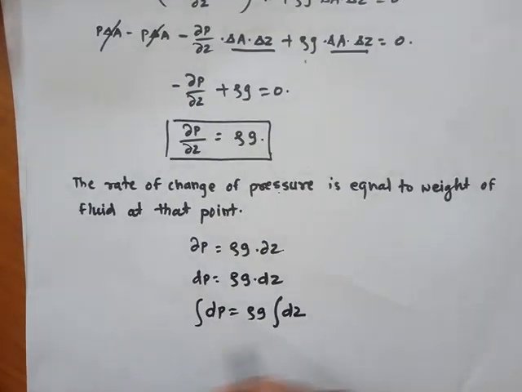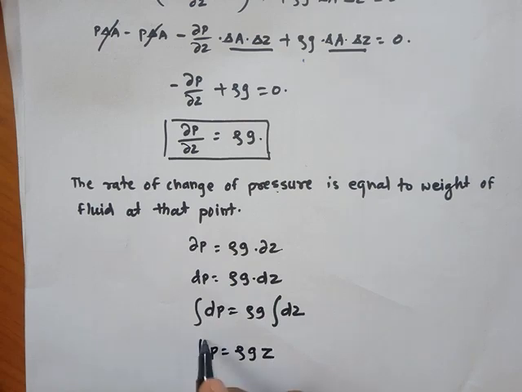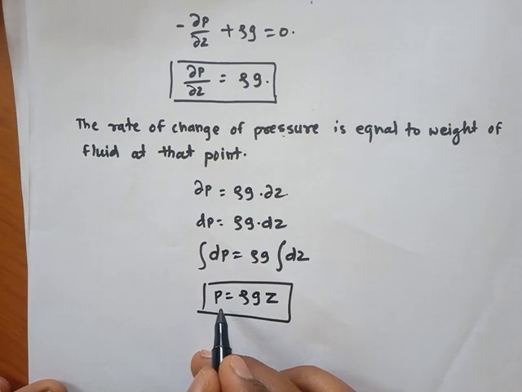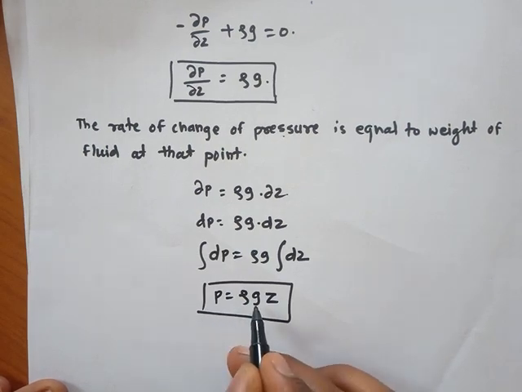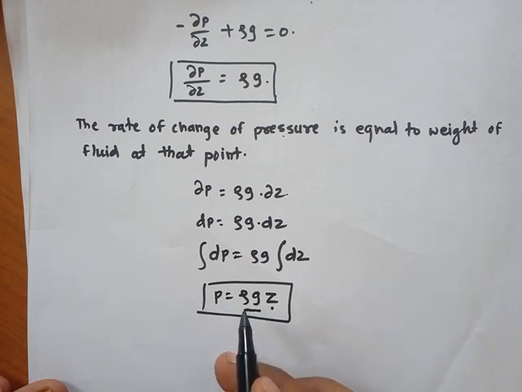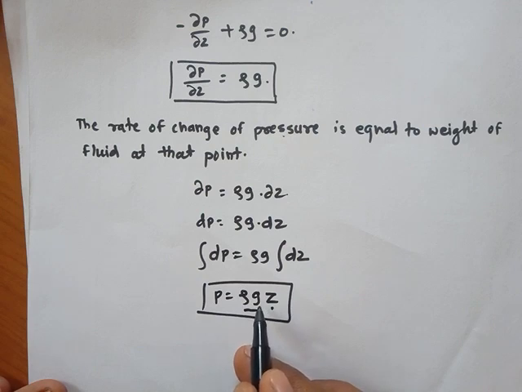So after solving this integration, we get P is equal to rho g into z. That means pressure at any point in the fluid element is equal to the weight of the fluid element at that point. For a particular fluid, density is always constant and acceleration due to gravity is always constant. That means pressure is directly proportional to the depth at that point of the fluid.